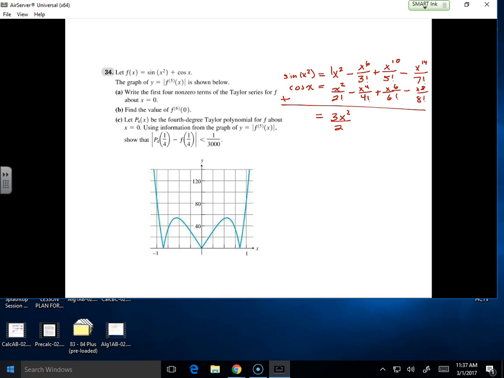Who would be the next term? No, well, it's x to the 4th, right? But the 6 is combined with that. So that'd be x to the 4th over 4 times 3 times 2 times 1, 24.